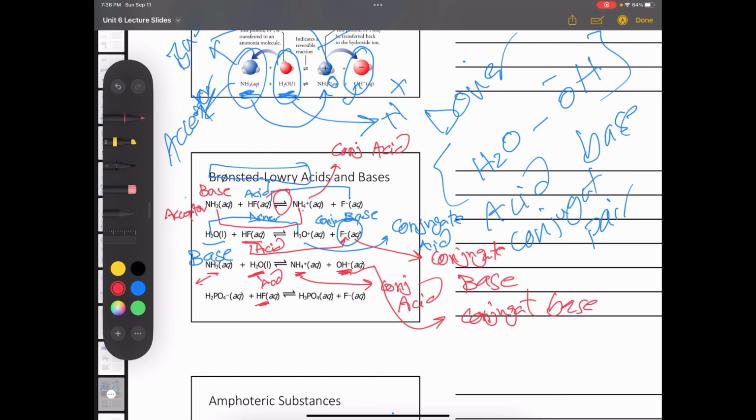So when I look at the hydrogen phosphate, I can see the hydrogen phosphate accepted a proton, right? It increased the number of hydrogens in here. So the hydrogen phosphate will be the base.